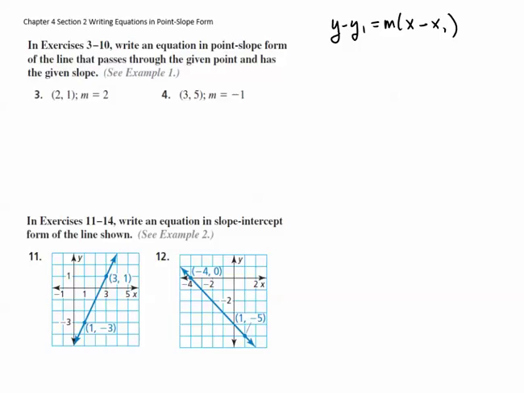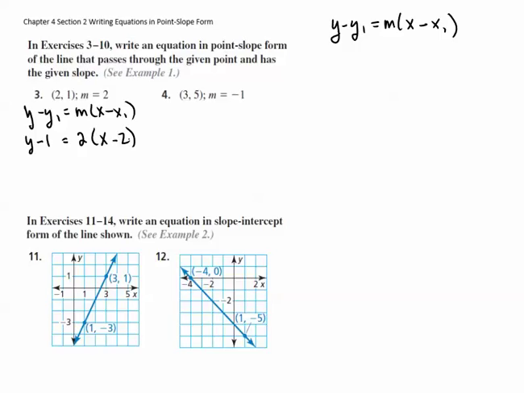So first thing we want to do is given a point that's not the y-intercept. Notice when we don't have a point where x is 0 and we're told what y is. So what we need to do in this case is y minus y1 is equal to m times x minus x1, plugging in our point. Y1 is 1, the slope is 2, x minus 2, and that's all we need to do in this particular case.